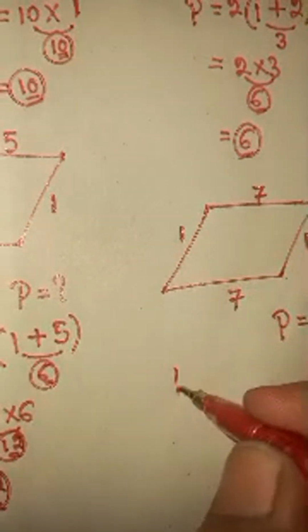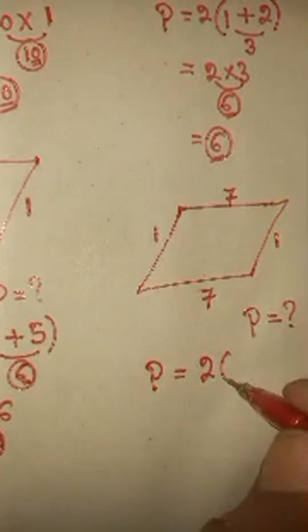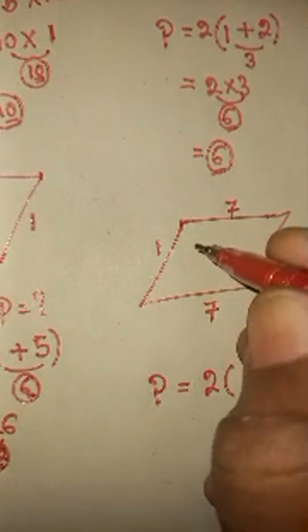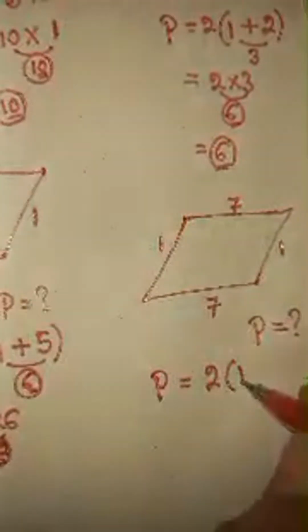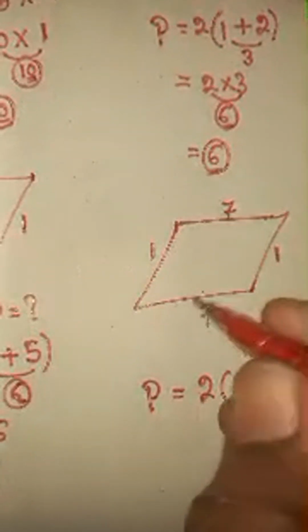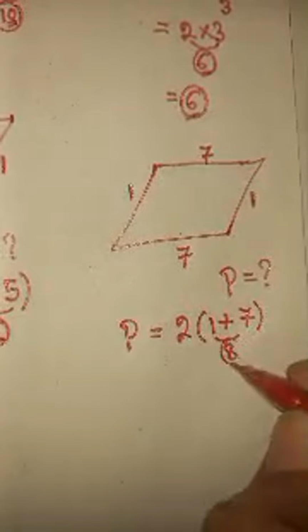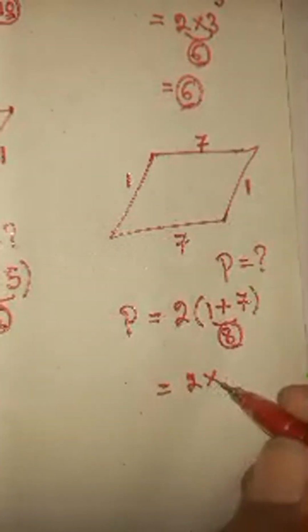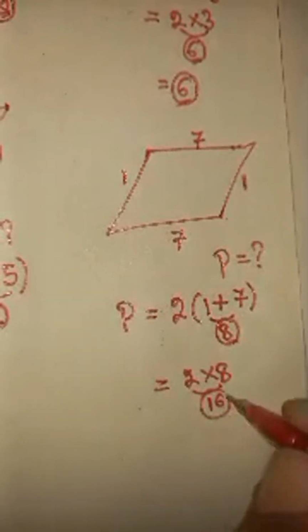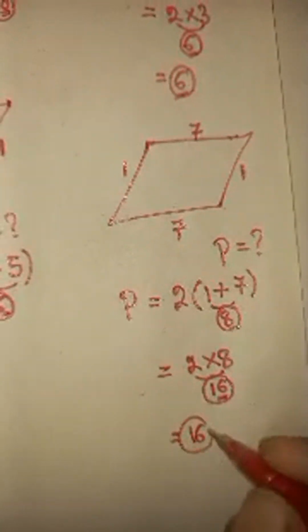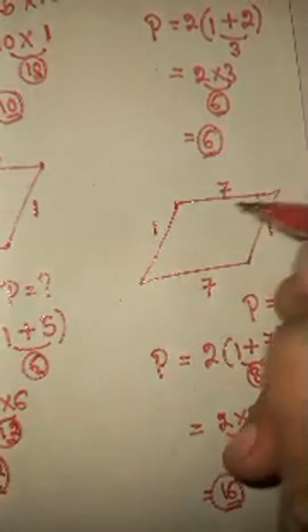You can find out the perimeter of the parallelogram as 2 times the sum of adjacent sides. This side is 1 unit plus this side is 7 units. Now you're going to get 1 plus 7 as 8. So 2 times 8, which is 16 units. 16 units is the perimeter of this parallelogram.